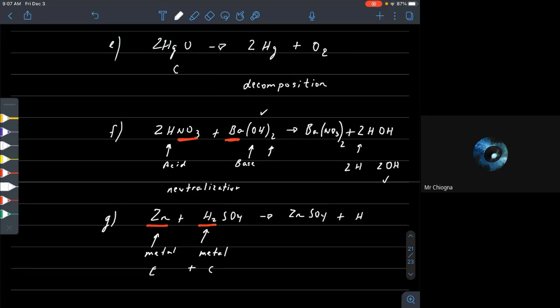What's wrong with that? What's 2? Yeah, hydrogen is diatomic as well. Okay, it's already balanced, and you were right. It is single replacement.